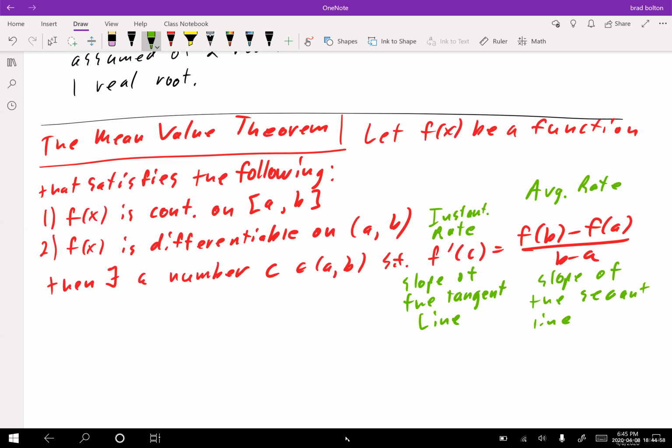So what the mean value theorem is basically saying, if you think about it graphically, is that if a function is continuous and differentiable, there is a point in that interval where the instantaneous rate of change and the average rate of change must be the same number. That's all it's saying. So that's the idea behind it.